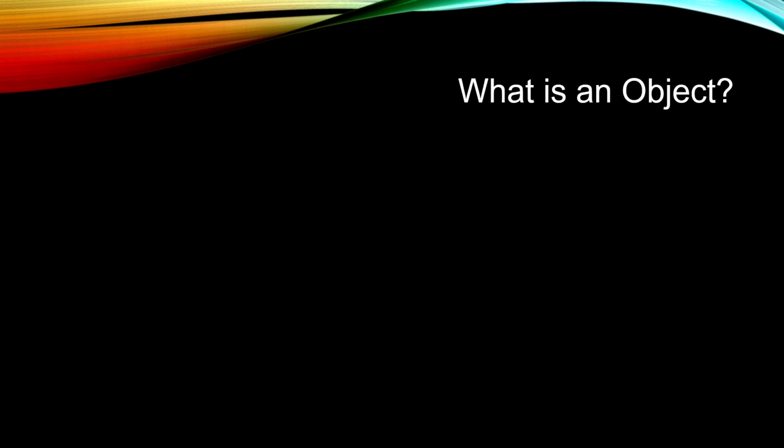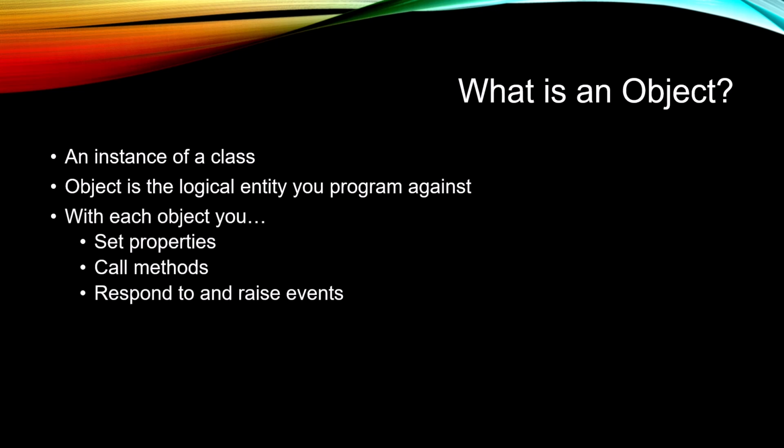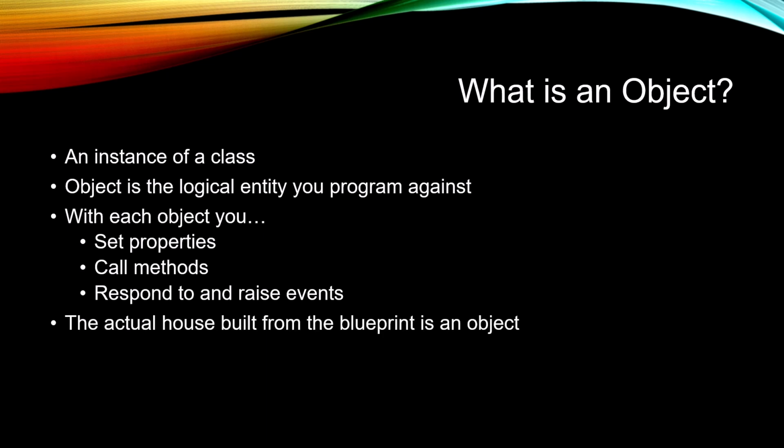So we've talked about classes, but what is an object? Well, an object is simply an instance of the class. An object is that logical entity that you program against, that you work with. With each object, you can set properties, you can call methods, you can respond to and raise events. So remember, the actual house built from the blueprint is an object. It's something that you can touch and work with. The blueprint itself is the class.